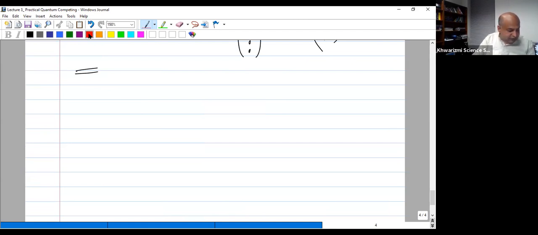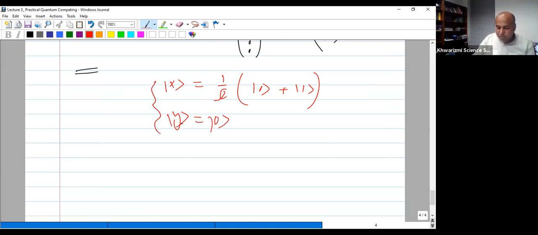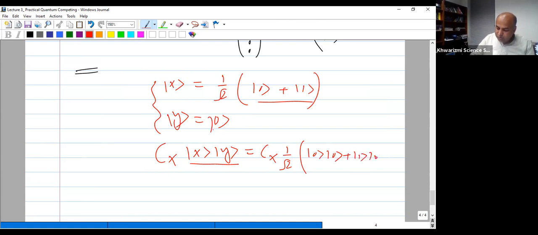Let's say our control bit is in some superposition state. Let's say our X is this, and our Y is, suppose, this. So how does the control X gate work in this case? I can write it like this: 1/2. Let's first combine both of these. If I multiply this 0 with this thing, I get 0, 0, 1, 0.